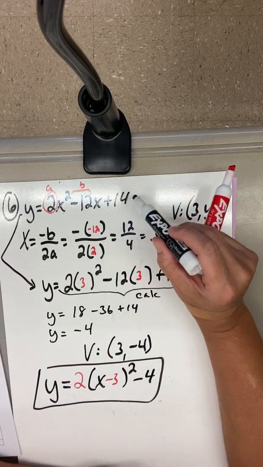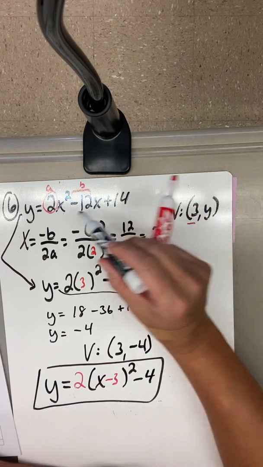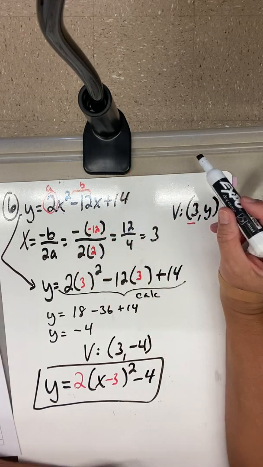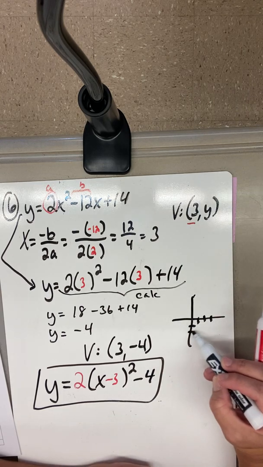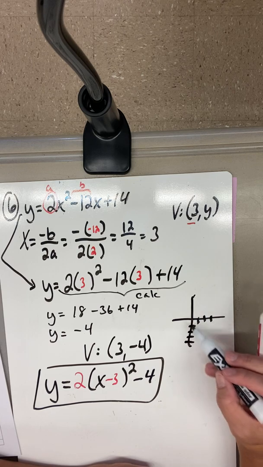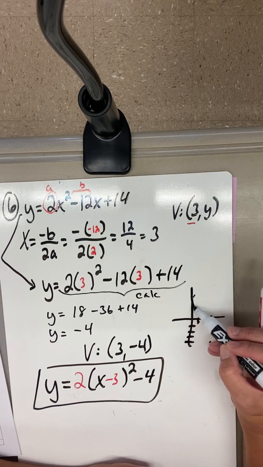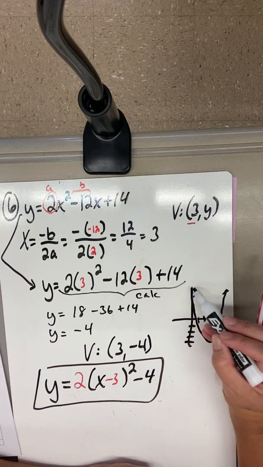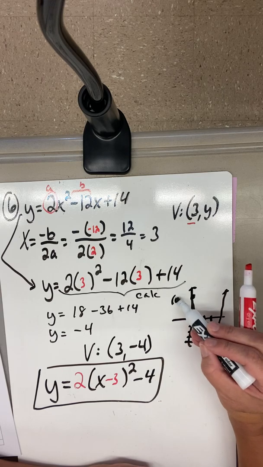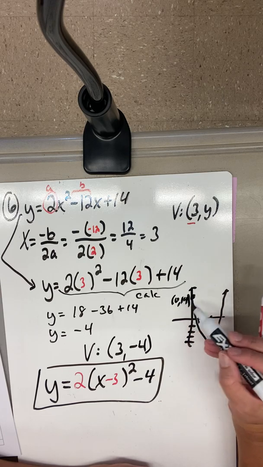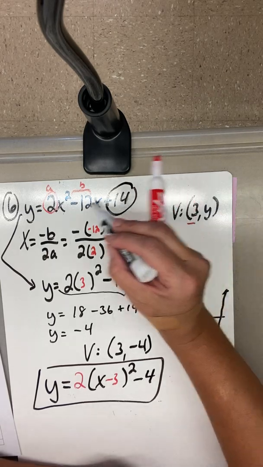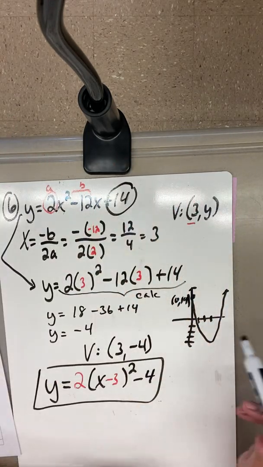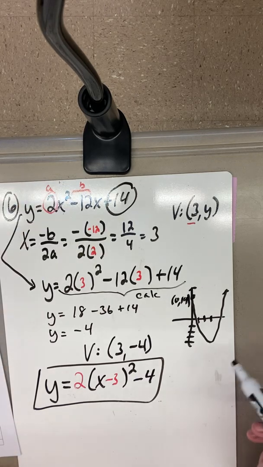You can graph this on the calculator. It's going to open up because your leader is positive. We already know the vertex is 3, negative 4. It's doing a little something like this. I will tell you, it crosses the y-axis up here at 0, 14. How did I know that? Because c is 14 and that's the y-intercept. It's the value of y when x is 0. If you put a 0 in there, you get y is 14.